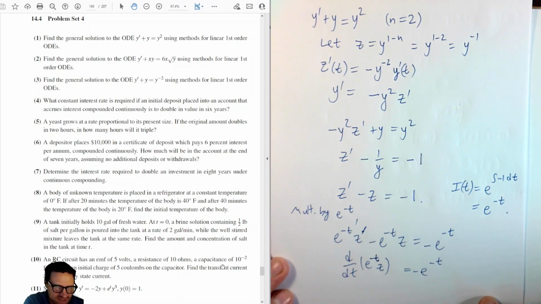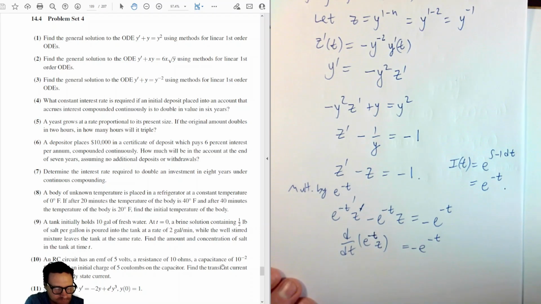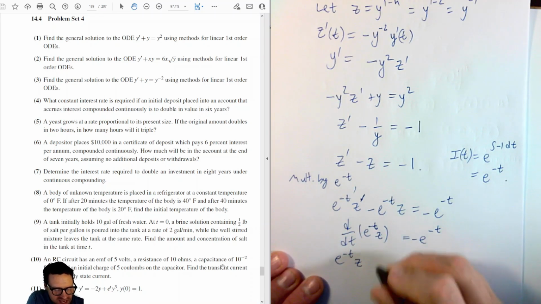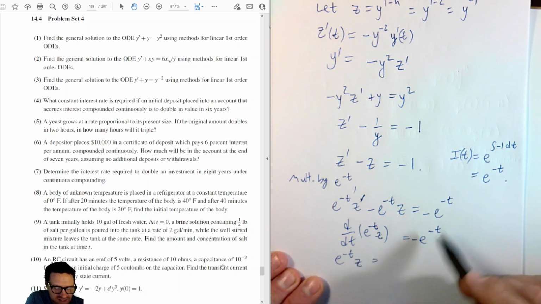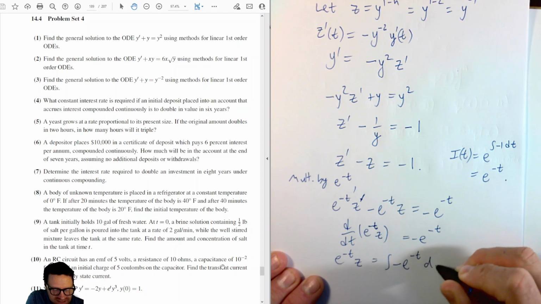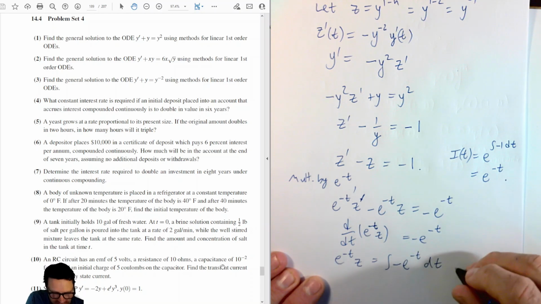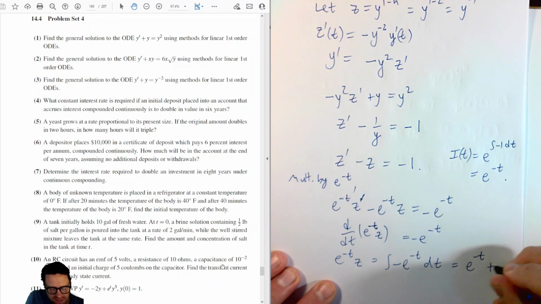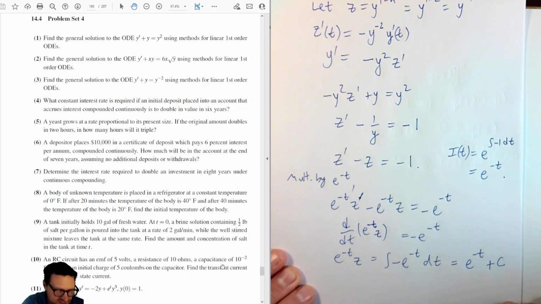Okay, and now we need to integrate both sides. And so we have e to the minus t times z is equal to the integral of minus e to the minus t with respect to t. This integral is really easy. It's just e to the minus t. And we also need a plus c, a constant of integration.